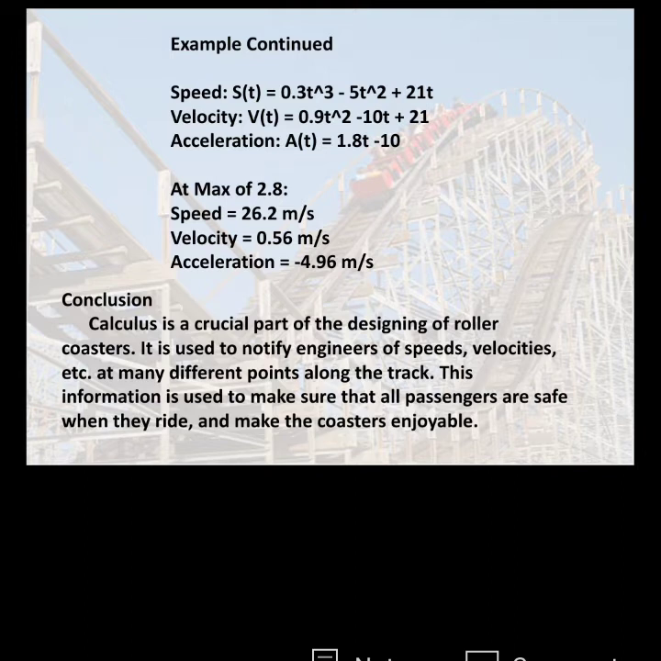Conclusion. Calculus is a critical part of the designing of roller coasters. It is used to notify engineers of speeds, velocity, etc. at many different points along the track. This information is used to make sure that all passengers are safe when they ride and to make the coaster enjoyable.